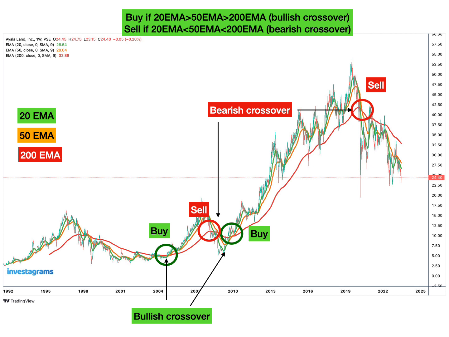Now, if the 20 EMA and 50 EMA are below the 200 EMA, that is a bearish crossover, that is a sell signal. That means that the short-term, medium-term, and long-term trends are weakening. If the three moving averages are pointing downwards, that is more reason for you to sell because the sentiment is getting bearish.